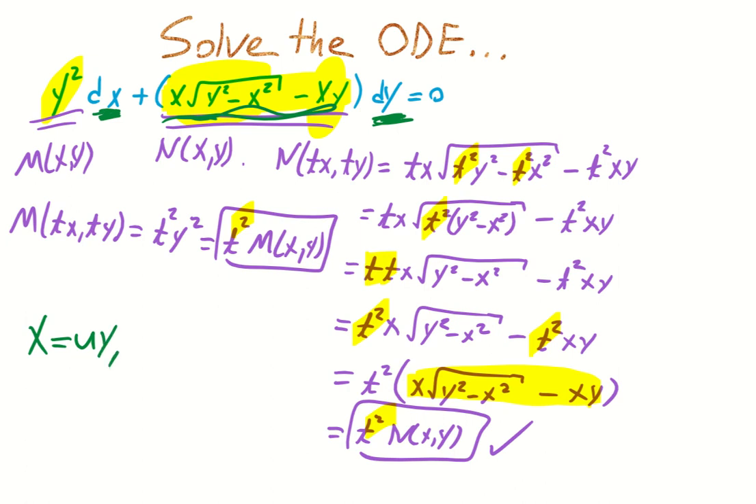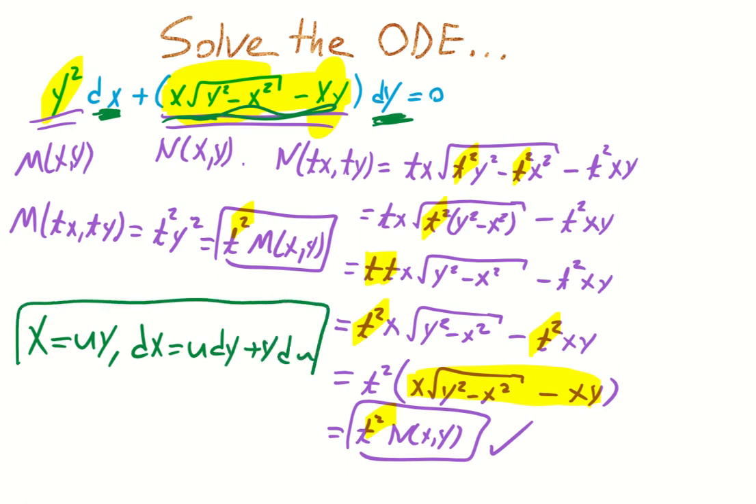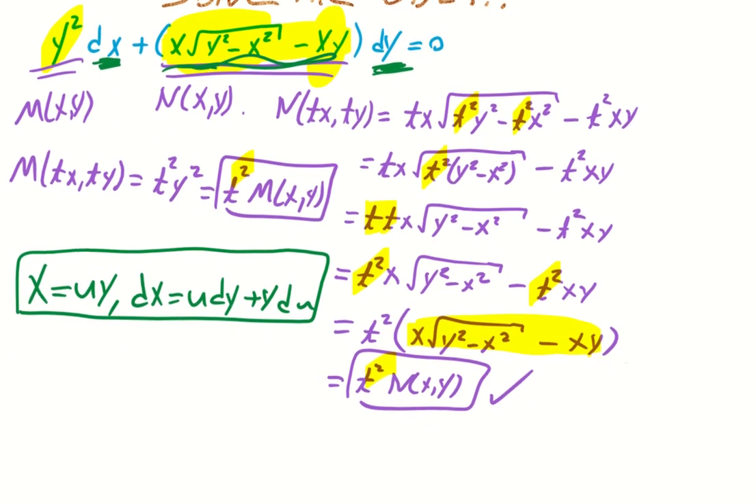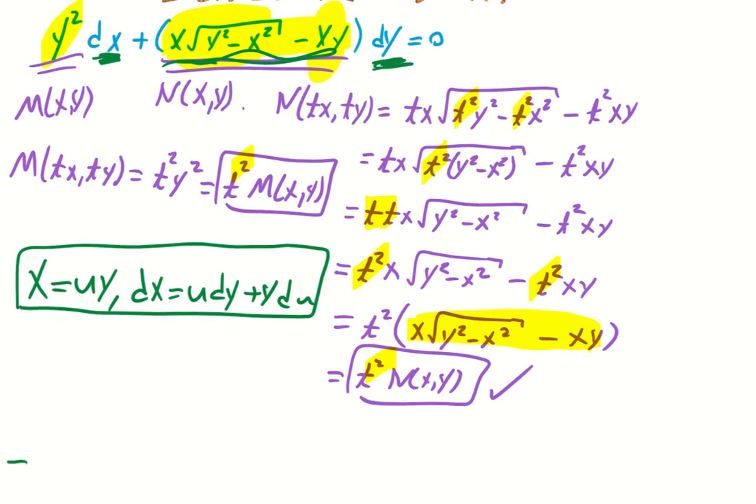The derivative of that, via the product rule, is just dx is equal to u dy plus y du. So we'll substitute that in to our equation, and that should lead to a separable equation, and then, as long as we can integrate, we should be able to solve our differential equation. So let's substitute that in.